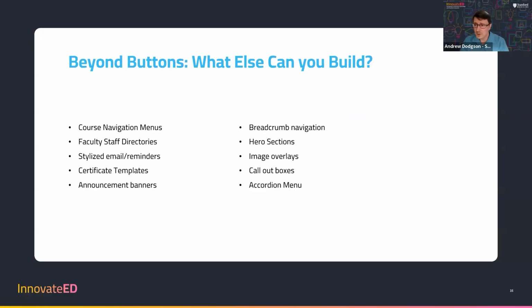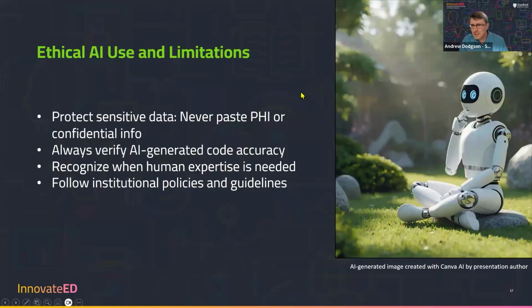And it never really dawned on me before, but you don't necessarily always want your reminder emails to be in plain text because that's really easy to replicate for nefarious actors. You want them to have professional elements to it. You want them to have your institutional branding. And that's where AI can help you with the HTML, at least for that. And these others here are fairly self-explanatory: announcement banners, image overlays, call-out boxes. So I'll go ahead and move on from there.